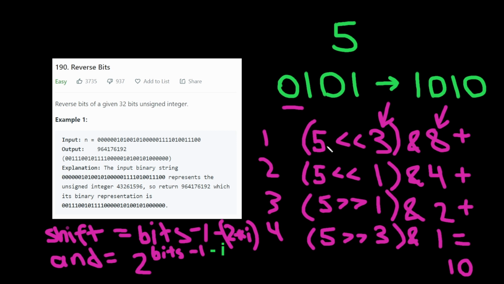Now we know what we need to do for each iteration. We can simply have a result variable, loop through bits number of times, and add to our result using this shift and AND. This is an O of 1 time complexity algorithm because we just go through a loop 32 times, which reduces down to 1. And it's an O of 1 space complexity algorithm because we're just storing a variable for the result, and the result is an integer.